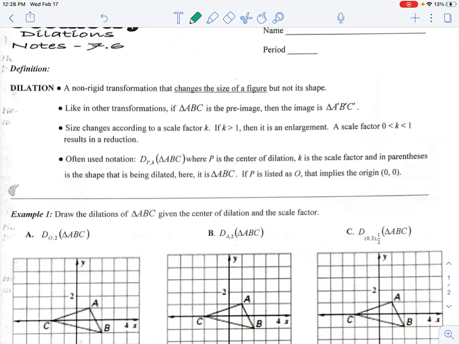All right, today we're going to be learning the final type of transformation. So far we've learned about translations, reflections, and rotations. Today is all about dilations. A dilation is a non-rigid transformation, and what that means is it changes the size of the shape.